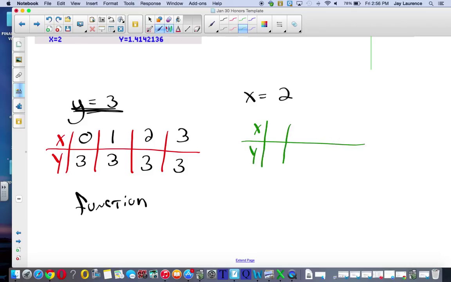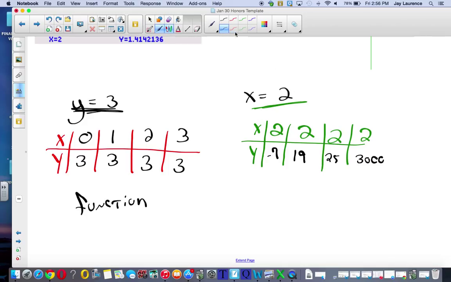Okay, this one, however, when I make this table, I can't put 0 in for x. Why not? Because x equals 2. I can't put 1 in for x. Why not? Because x equals 2. I can't put 3 in because x equals 2. Can't put 4 in because why? X equals 2. What do I put in for y? Anything I want. 7, 19, 25, 300, 3,000. The only restriction is that x must be 2. Is this a function? Well, I've got the same person going to 1, 2, 3, 4 different restaurants at the same time. Not possible. This is a relation.